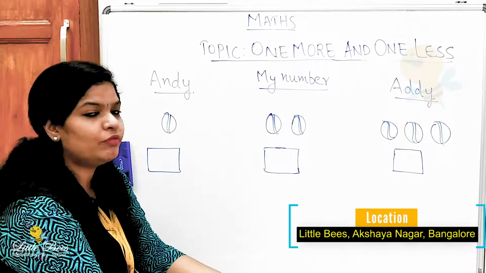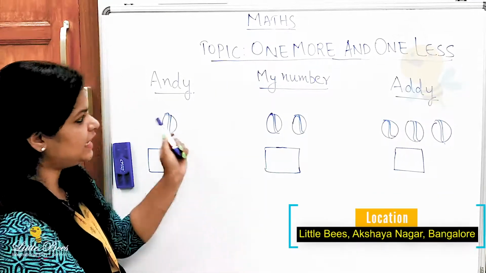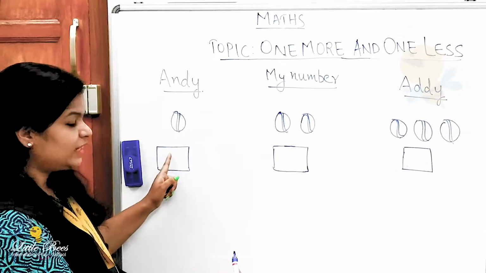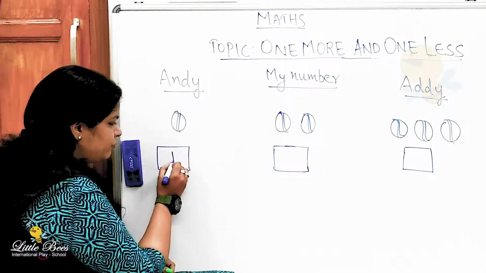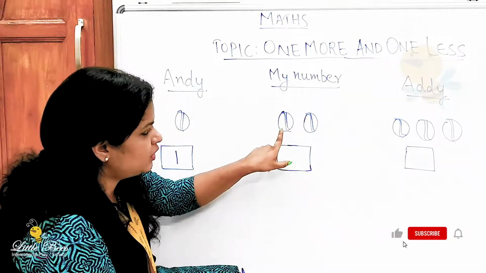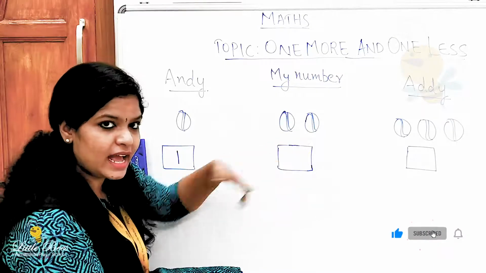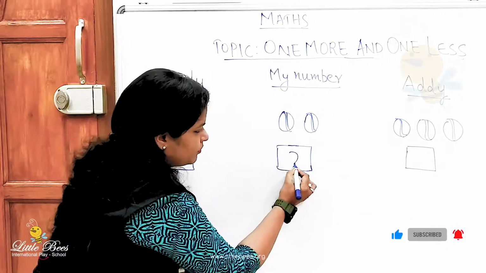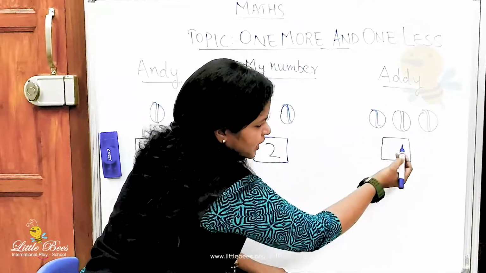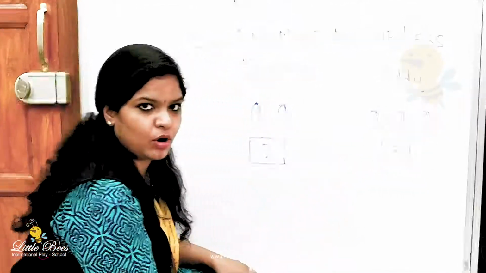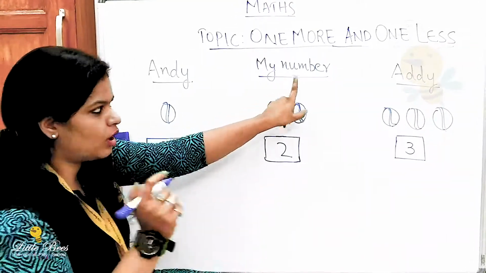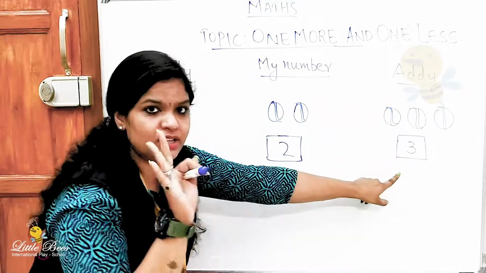Okay? So now we will count the balls in each of them. So here how many balls are there? Only one ball. Andy is having one ball. And here, one, two. Here I have two balls. And here Addy is having one, two, three. Addy is having three balls. Okay? Andy has one ball, I have two balls, and Addy has three balls.